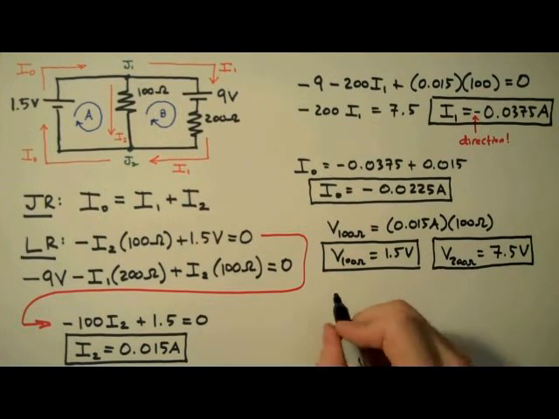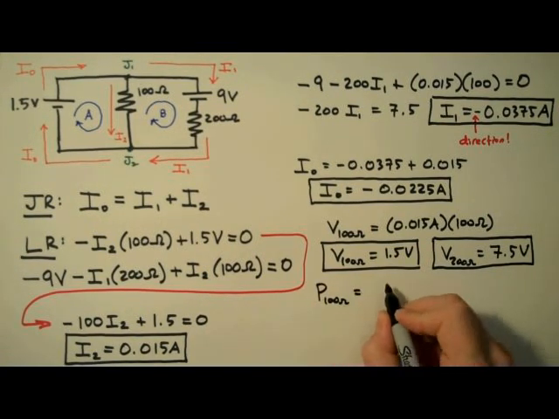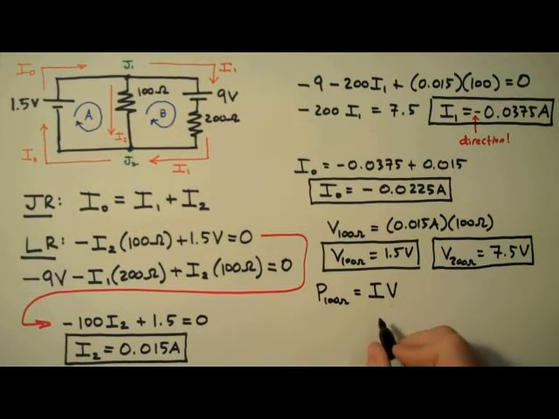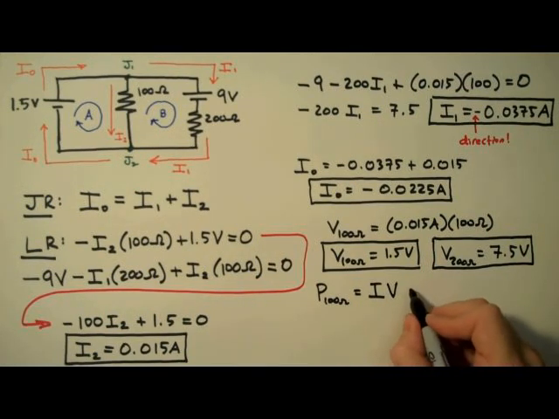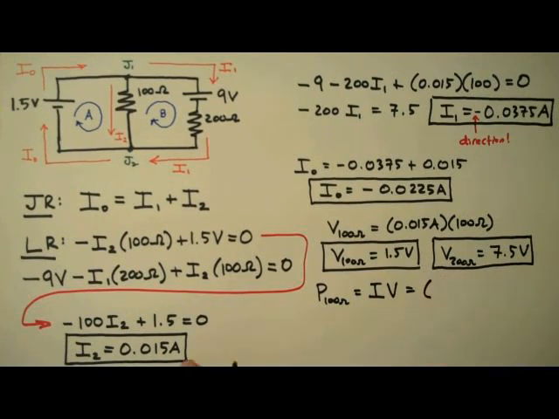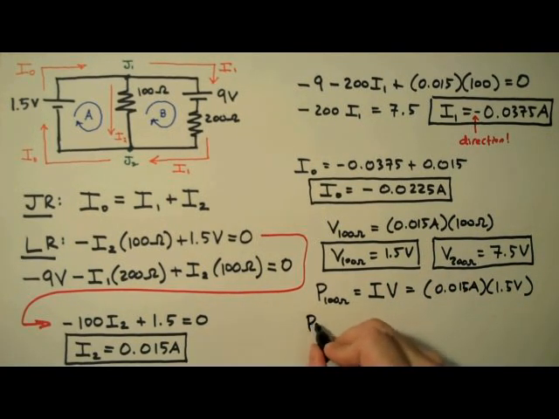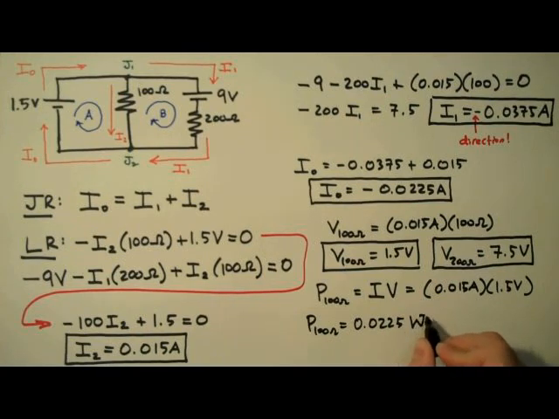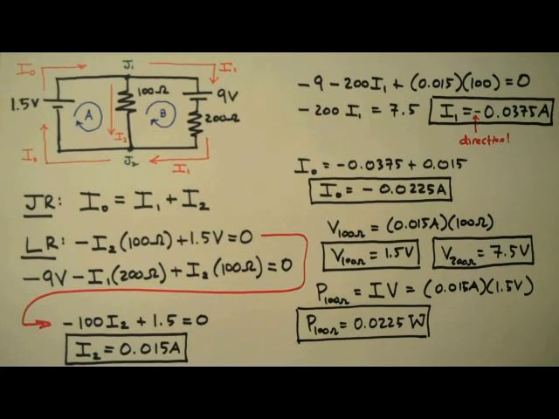To determine the power dissipated by these resistors, we simply multiply the current through by the voltage across, IV. And we find out for the 100 ohm resistor, we're going to use the 15 milliamps for the current and the 1.5 volts we just determined. And we find out that the power dissipated by the 100 ohm resistor is going to be 0.225 watts, 22.5 milliwatts.